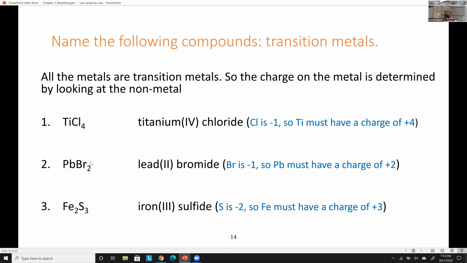We'll do one more. So for lead, it would be lead(II) bromide for PbBr2. Reason why is because we know bromine is -1. There has to be 2 of them. There is 2 of them. So the lead has to be +2 to cancel it out. So it would be lead(II) bromide.